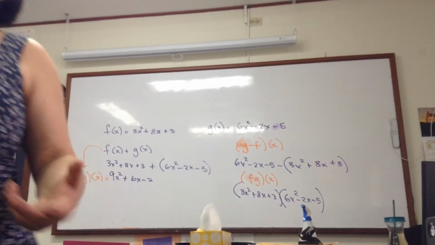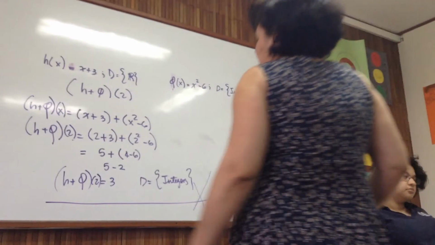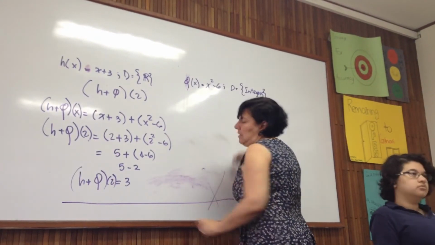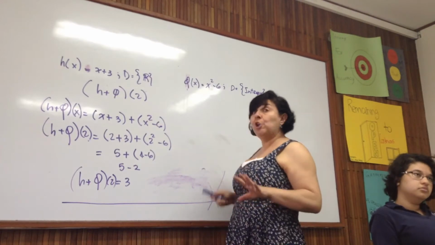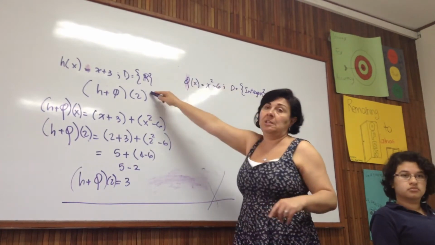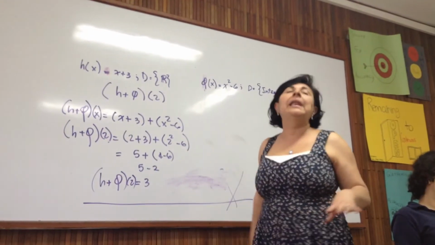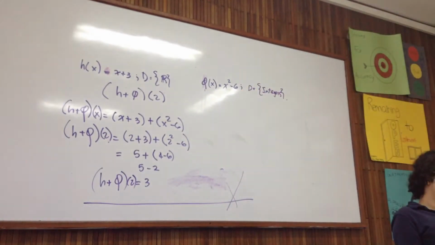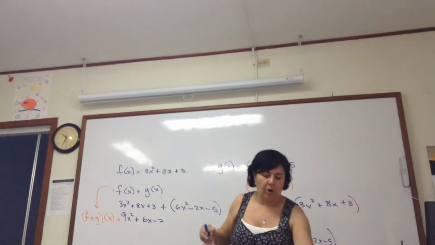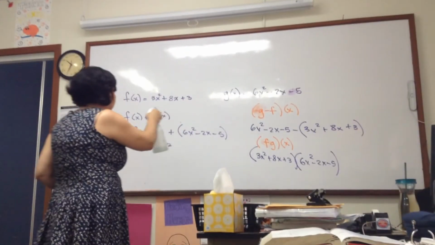Actually, this one would, yes, the domain would be integers. They don't ask for domain. You just know that you can do it. And the reason why you can do it is because this one is included in this one. Now, let's do one where one isn't included in the other. Let's go with something strange.